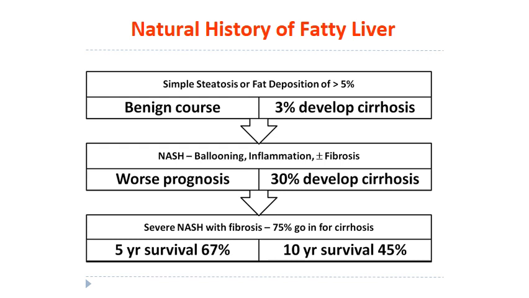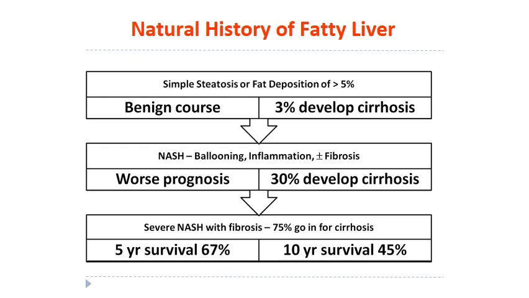Do all patients with non-alcoholic fatty liver disease develop cirrhosis or even complications of cirrhosis? We can see that simple steatosis or fat deposition of more than 5% could have a benign course, or in 3% they could develop cirrhosis. NASH could happen with ballooning and inflammation, as we said, plus or minus fibrosis. This, of course, encompasses a worse prognosis, as 30% develop cirrhosis.